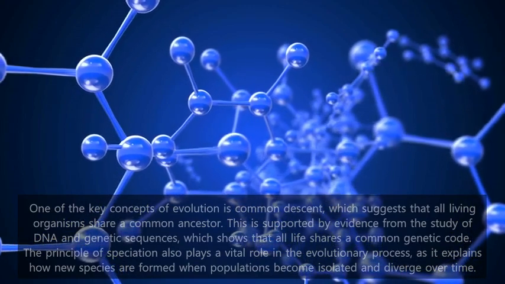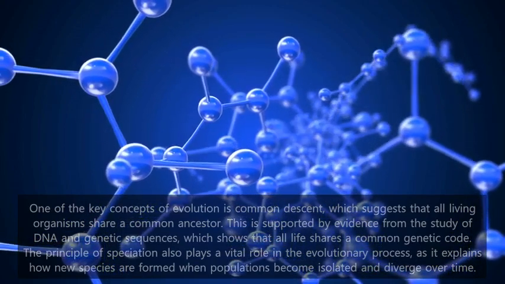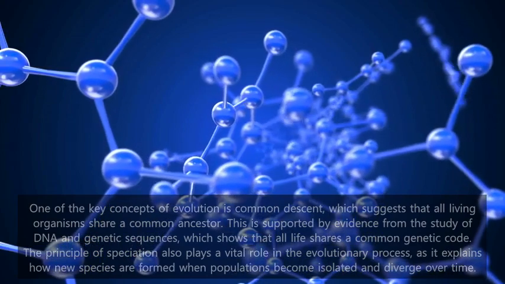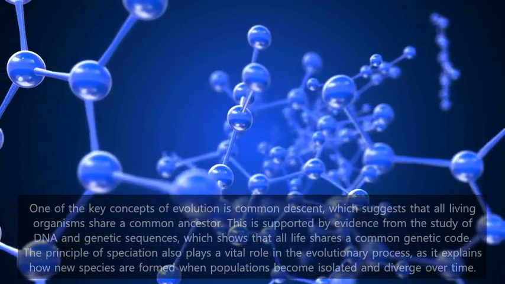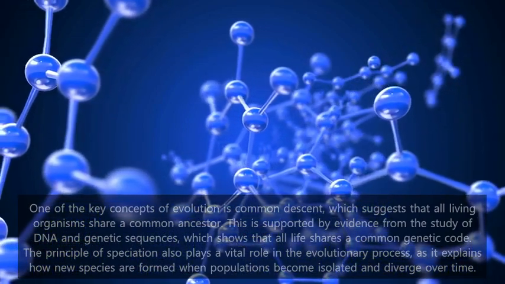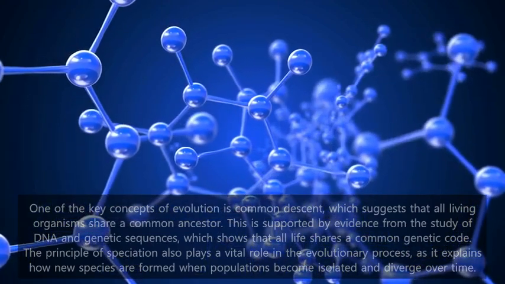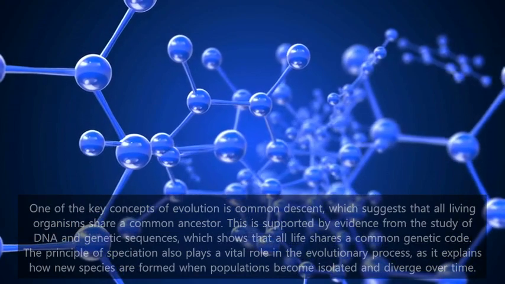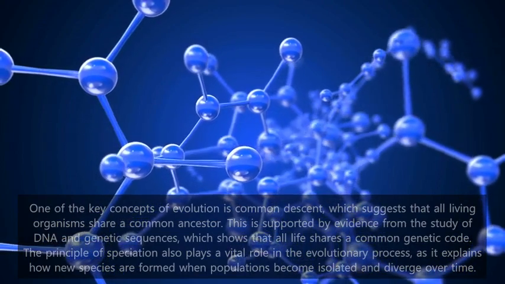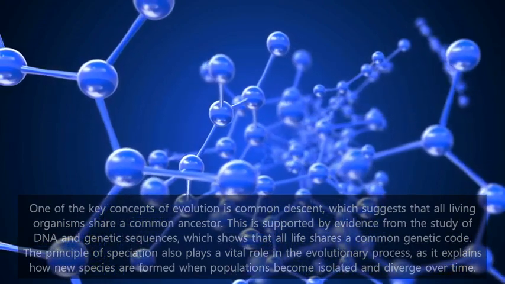a common ancestor. This is supported by evidence from the study of DNA and genetic sequences, which shows that all life shares a common genetic code. The principle of speciation also plays a vital role in the evolutionary process, as it explains how new species are formed when populations become isolated and diverge over time.